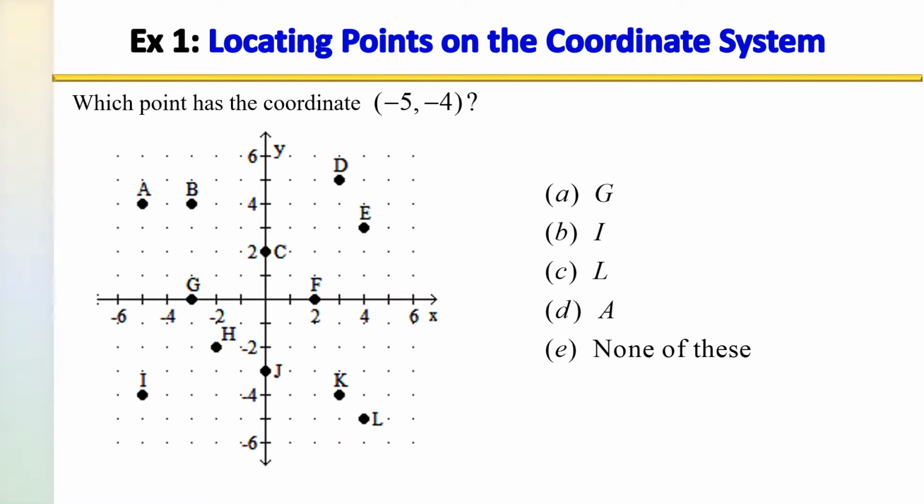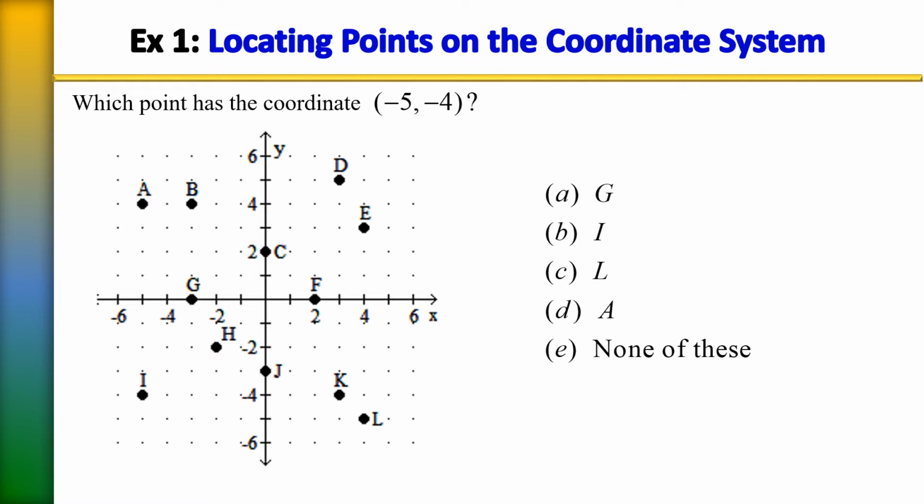In this example, we're going to locate points on the rectangular coordinate system. Now recall from the lecture in class that we indicated our first value of an ordered pair is your x-coordinate, and it tells you where you're going to move along the x-axis. If it's a negative, you move to the left. If it's a positive, you move to the right. If it's 0, you will not move at all along the x-axis.